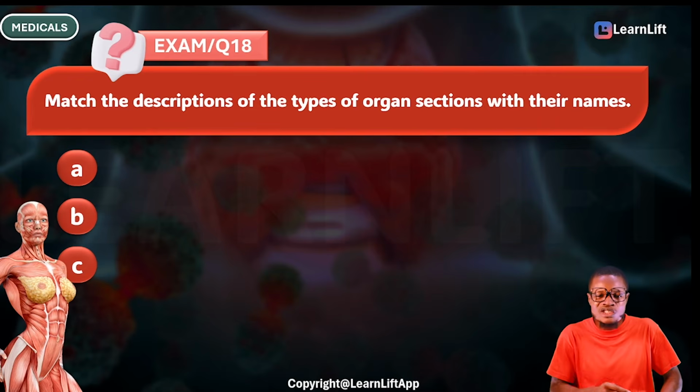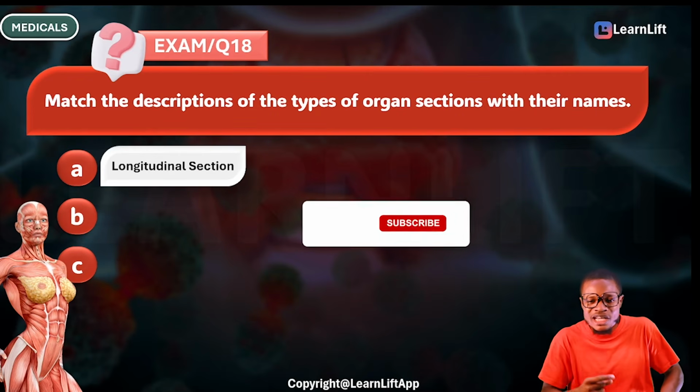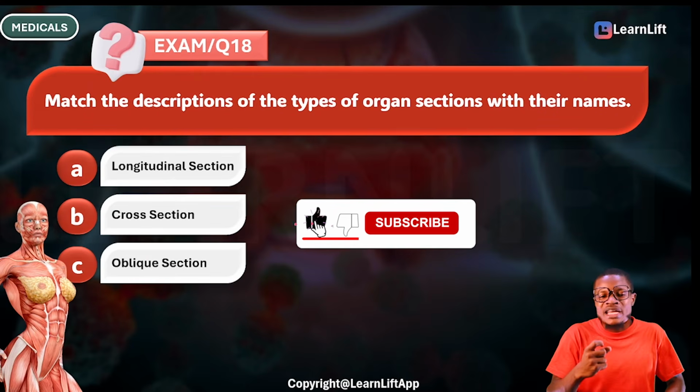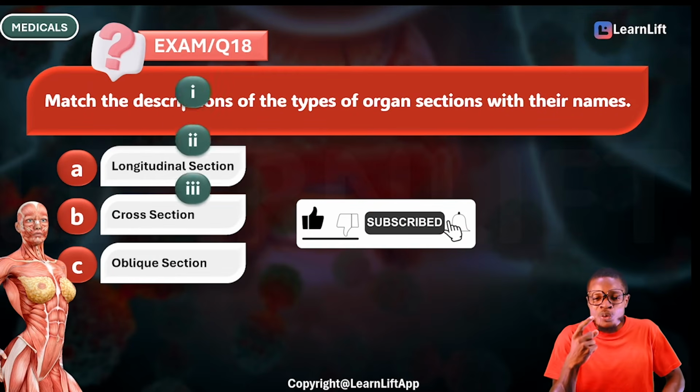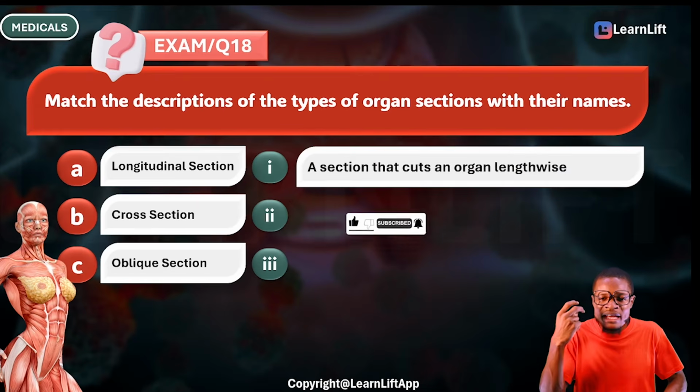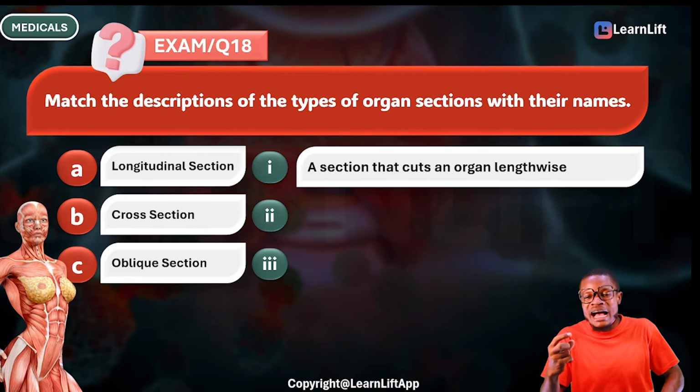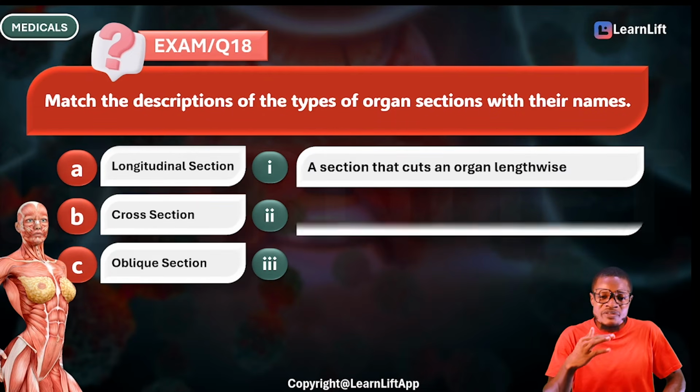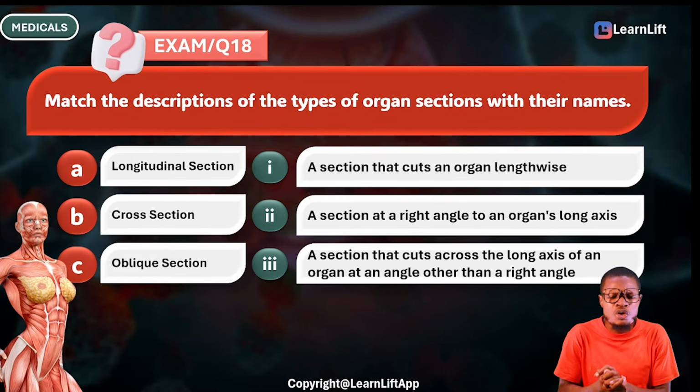Organ sections, that's where we are entering. We are given longitudinal section, cross section, and then oblique section. Match them with the three descriptions given. The first is the section that cuts an organ lengthwise. Now let's go through all of this and see the one that is the correct answer.